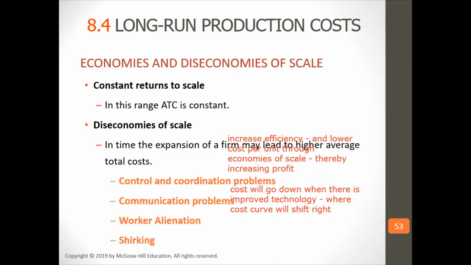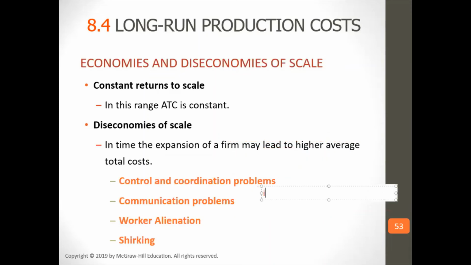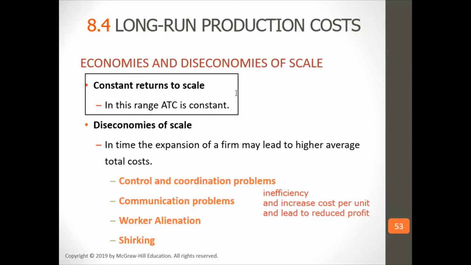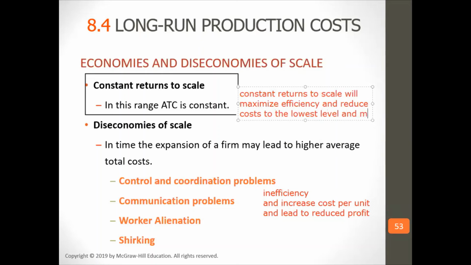Things that will cause inefficiencies are control and coordination problems, communication problems, worker alienation, and shirking. These will cause inefficiency and increase cost per unit and lead to reduced profit. So you want to produce where there's constant returns to scale. Constant returns to scale will maximize efficiency and reduce costs to the lowest level and maximize profits.